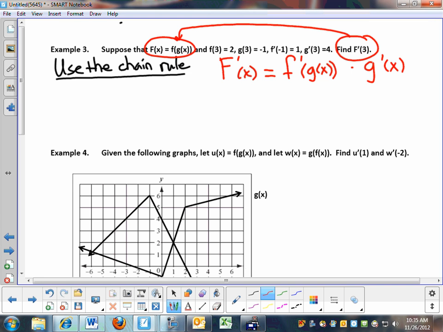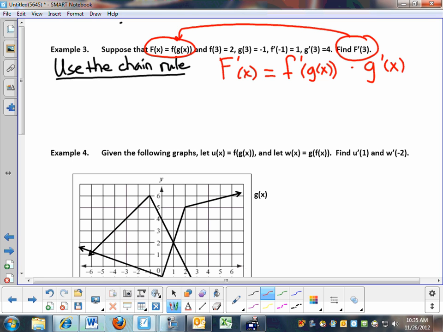Isn't that how we wrote the chain rule? We said f prime of u times u prime of x. The only difference is instead of just writing u, I wrote g of x. So it's the same thing, okay? So we just need to identify some key pieces here, all right? First of all, do we know what g prime of x is?